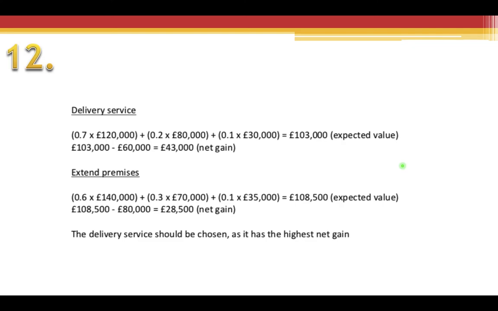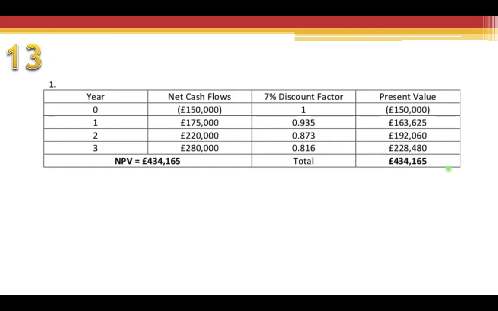So we were working at the decision tree then. It was 43,000 for the delivery service versus 28,500 for extended premises. So therefore the delivery service is the most lucrative using the decision tree analysis. Okay, so you should have got 43,000 and the delivery service. 3, the net present value is 434,165 because we had the net cash flows, you then discounted, that should give us the net present value, you add them up and minus off the initial investment, gives us 434,165, okay? I've gone through that fast. If you don't know what's just gone on there, then I strongly recommend you spend some time to revise that, okay?